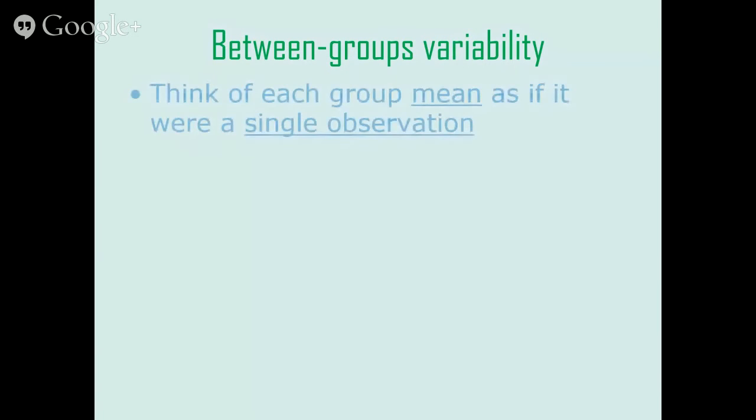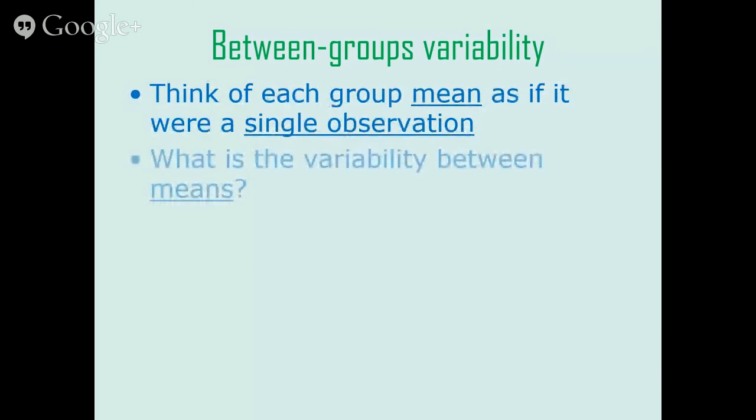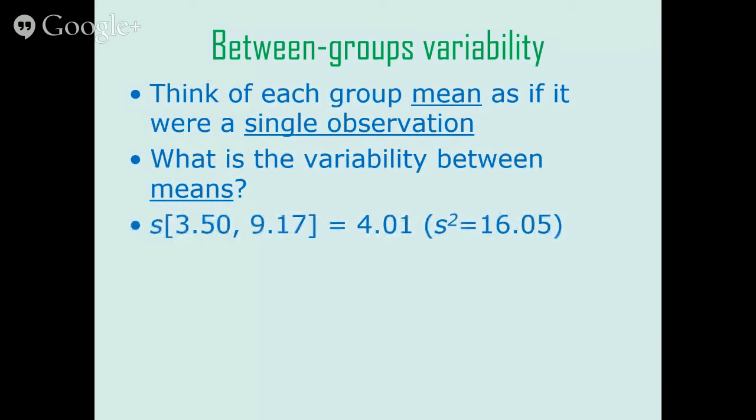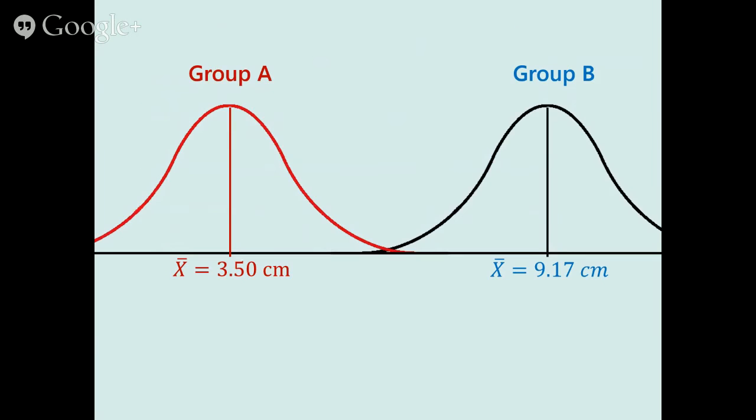Now we look at that between groups variability. Once again, we think of each group mean as if it were a single observation. We ask about the variability between those means. In this case, the means are farther apart, so there will be more variability. 3.5 and 9.17. The standard deviation of that turns out to be 4.01, and the variance, of course, is that squared, so it's 16.05. The 4.01 has some more values in later decimal places, otherwise it wouldn't really be a .05. Anyway, small details.